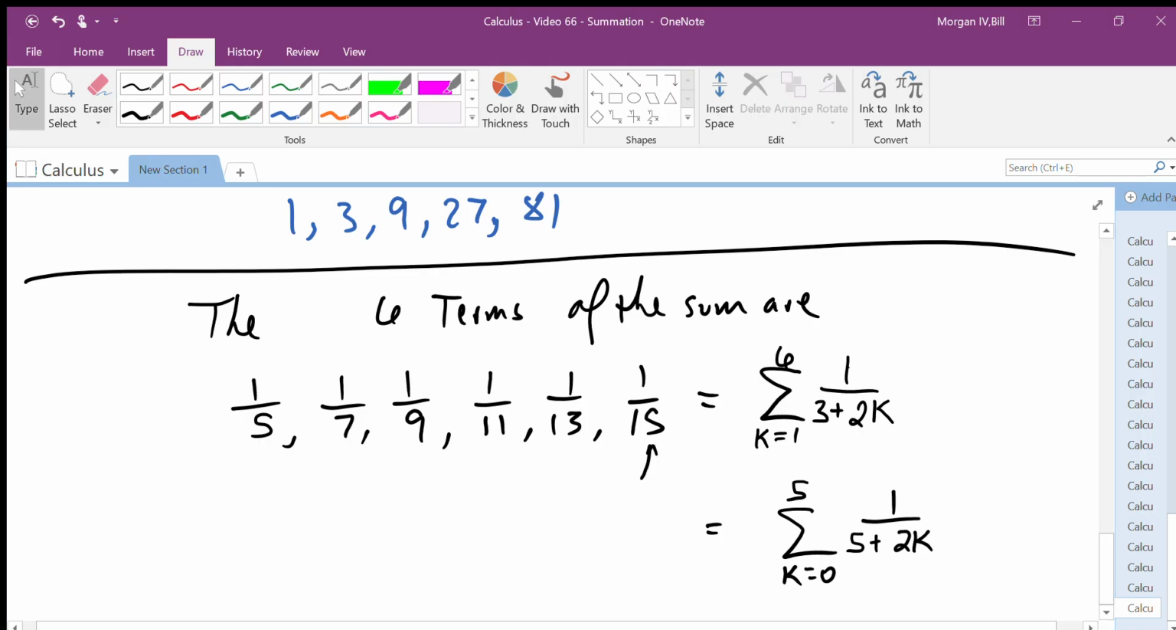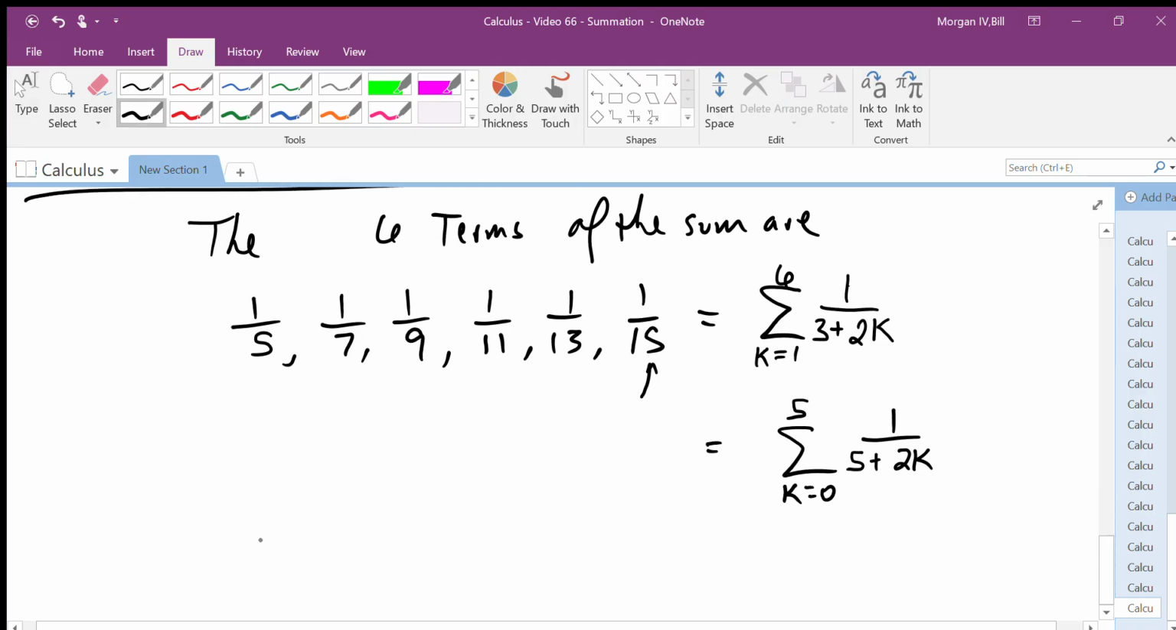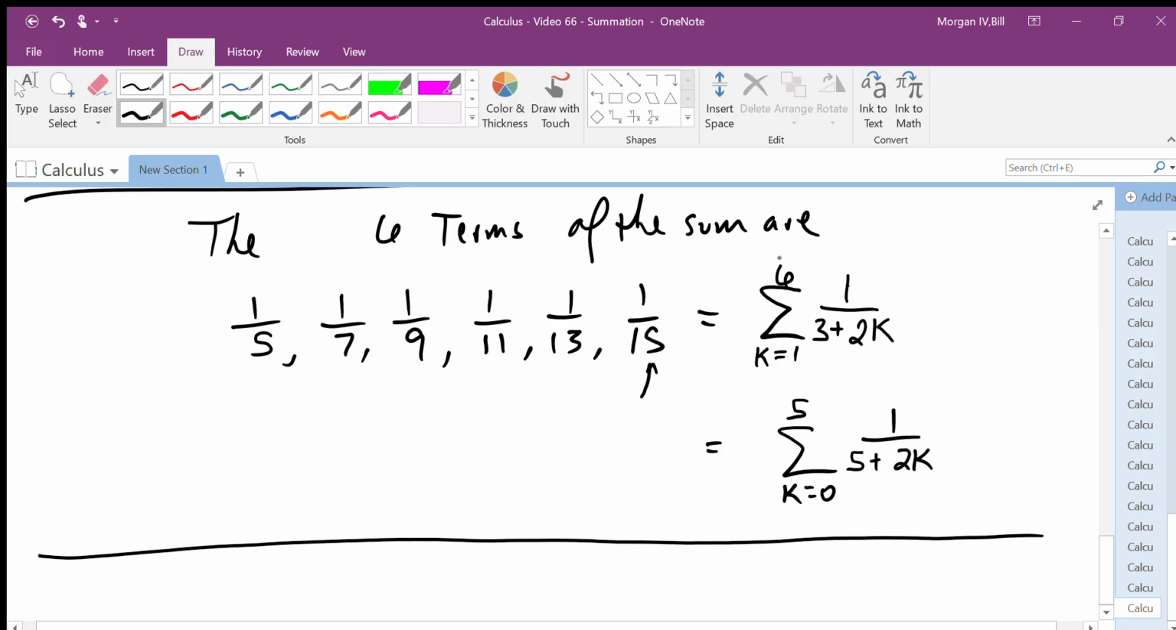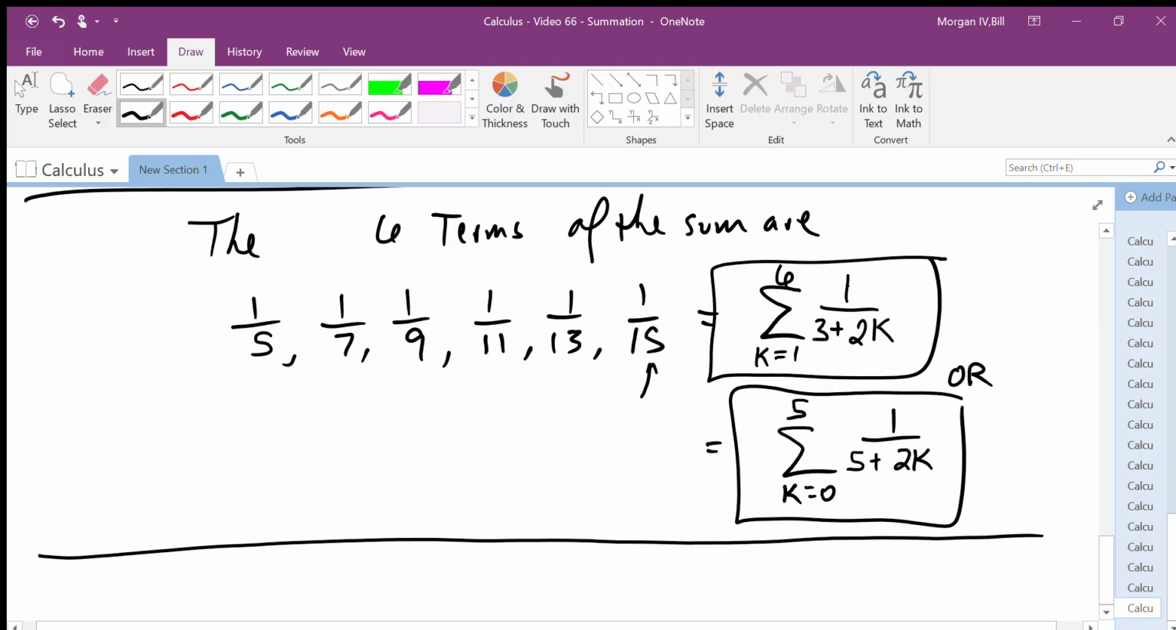All right, let's try one more. So either one of these are correct. Notice that 1 to 6 is 6 terms. 0 to 5 is also 6 terms.